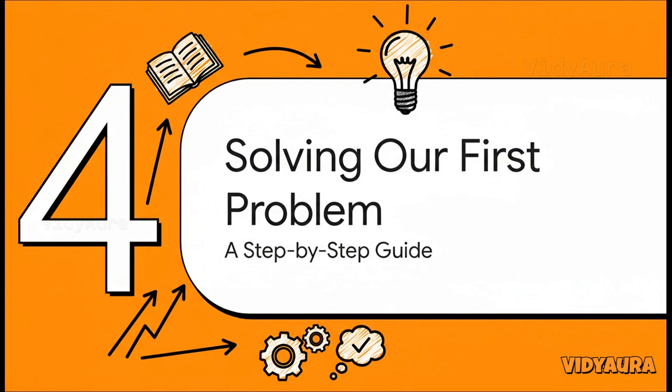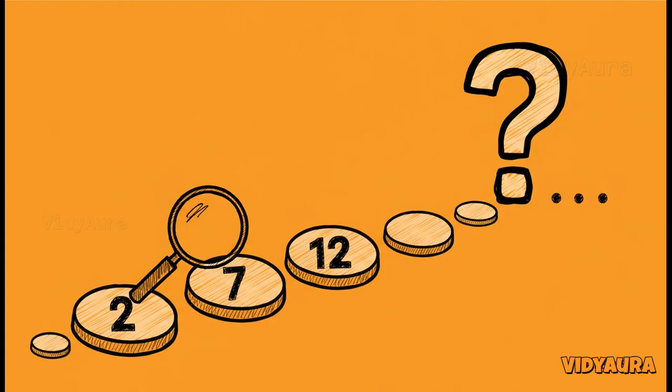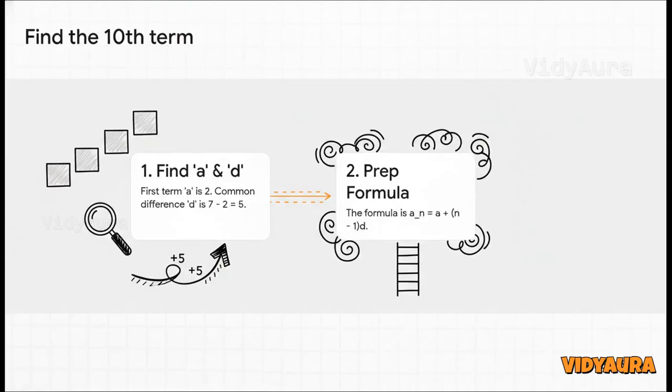You know, the best way to really understand something is to just do it. So, let's solve a problem together, step by step. You've got this. All right, here's our first problem, taken right from your textbook examples. We need to find the 10th term of the AP 2, 7, 12, and so on. Let's break it down. Step 1 is always the same. Identify A and D. Before we can use our formula, we need our key ingredients. So what's our first term, A? Looking at the sequence, it's pretty clearly 2. And what's our common difference, D? Well, we just take the second term and subtract the first. So 7 minus 2 gives us 5.